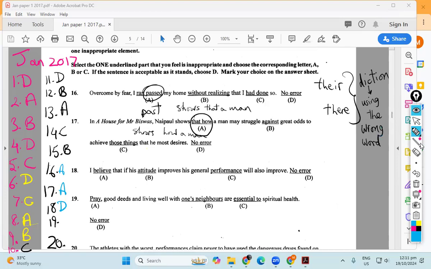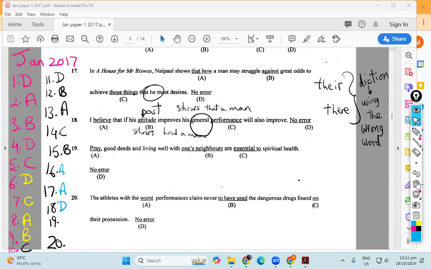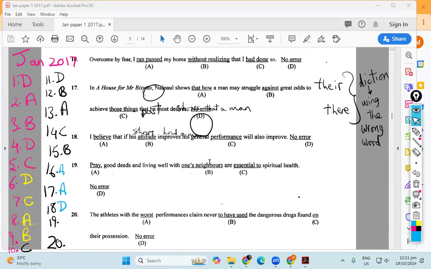All right, 19. Prayer, good deeds, and living well with one's neighbors are essential to spiritual health.